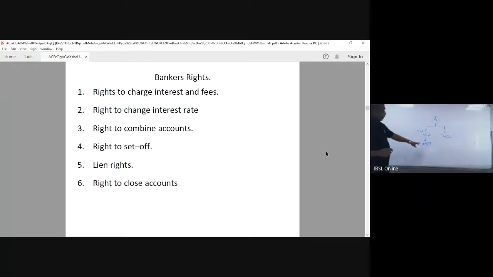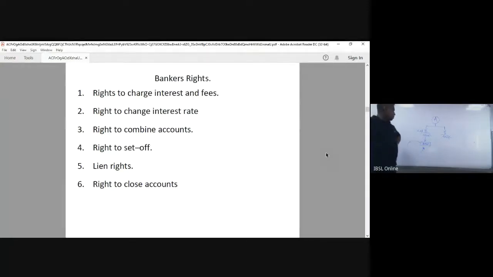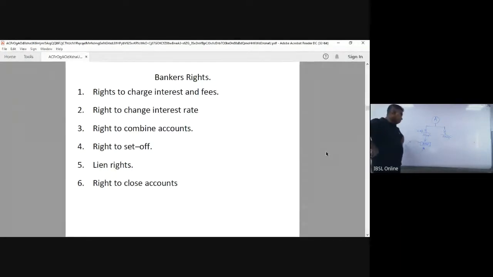He issues a check for 3,000 rupees from account number 1. It's a current account. Now, this check is given to a third party, and this third party deposits the check to his account, and now the check has come for payment. Now what is the situation? There are no sufficient funds in account number 1. Now the bank has 2 options.